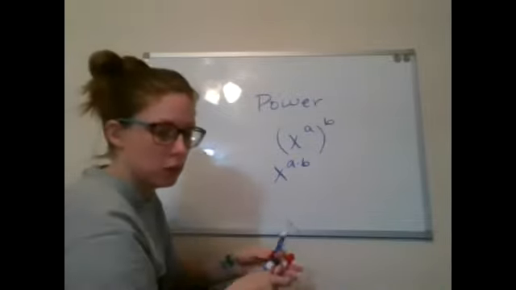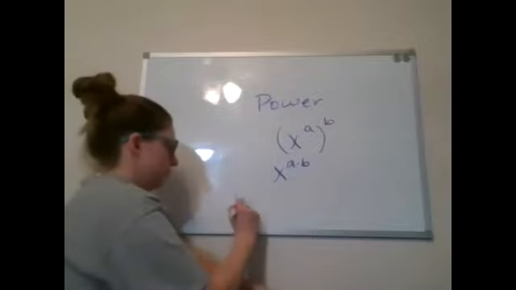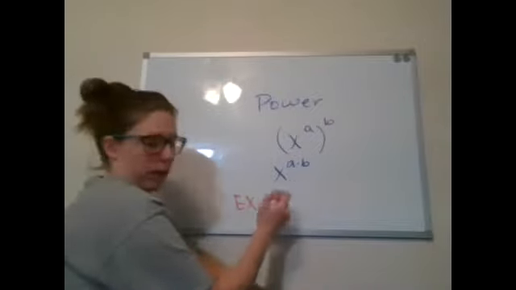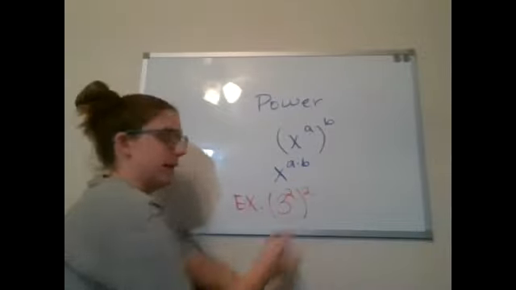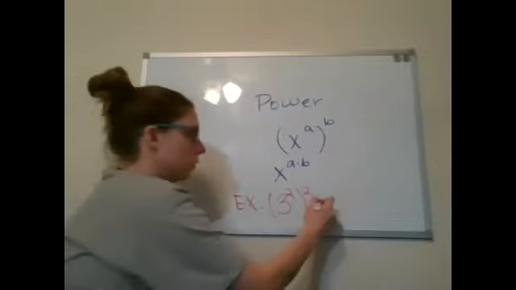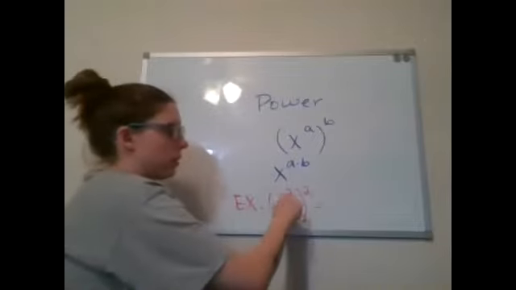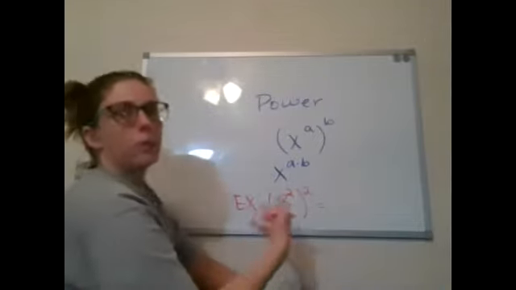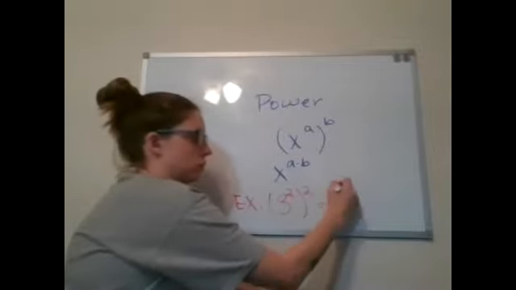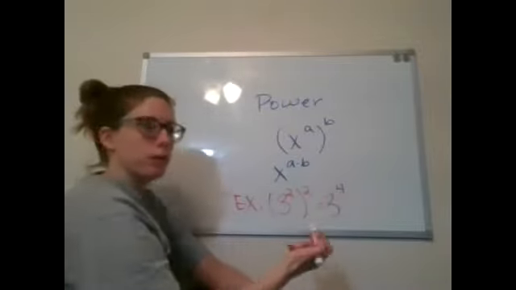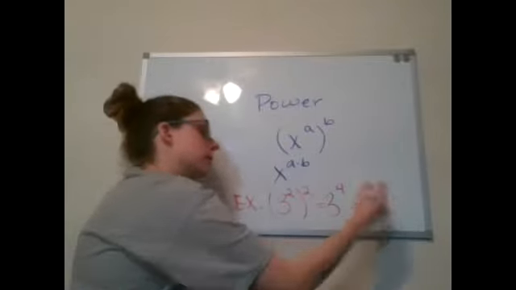For example, say I have 3 squared, and that's squared. Sure, we could do 3 squared, that's 9, and 9 squared is 81. We could also know that this is 3 to the 2 times 2, which is 4, and 3 to the 4th power is 81.